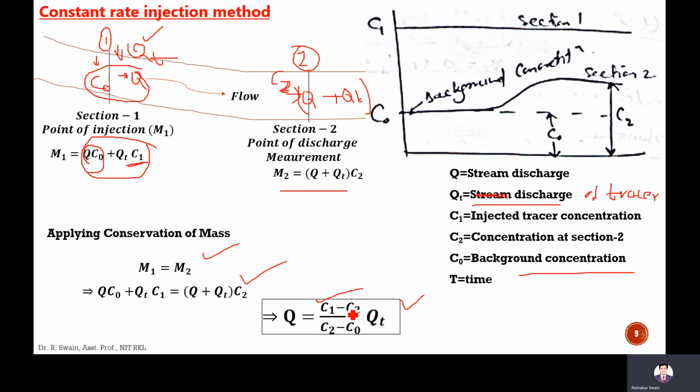Here in this plot it is shown that at section 1, this is the C1 that we are adding. Initially the background concentration is already there, C0. This is the background concentration at section 1 and section 2 both. So the background concentration was C0, and C1 is the concentration that we are adding. At section 2, if you are continuously adding, then it will increase like this, and C2 is the concentration.